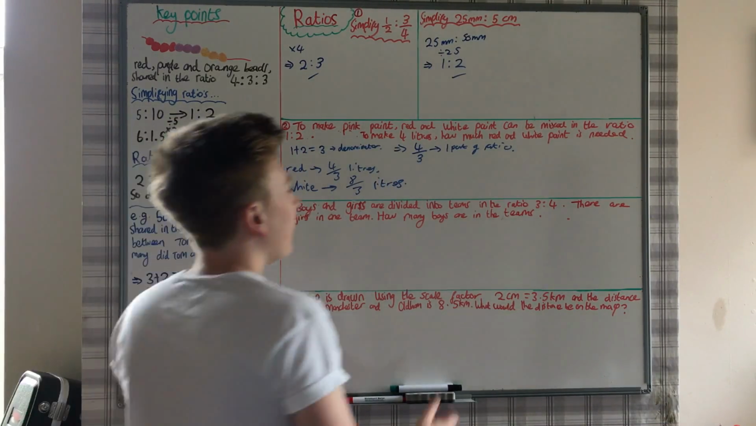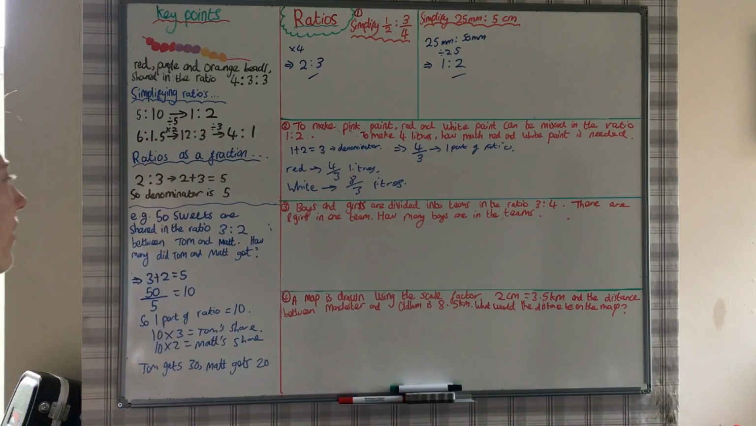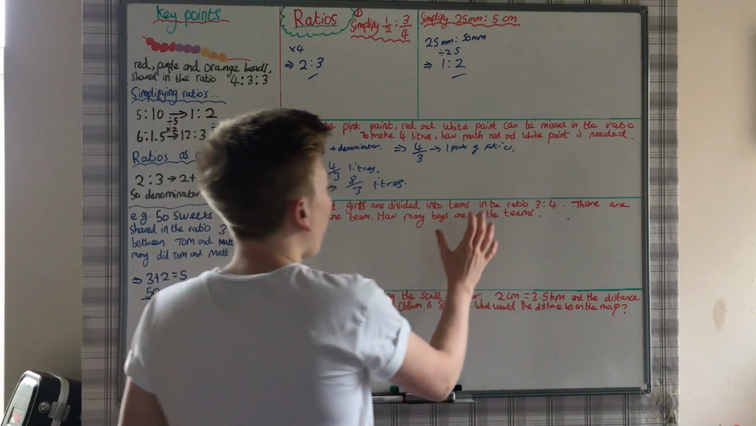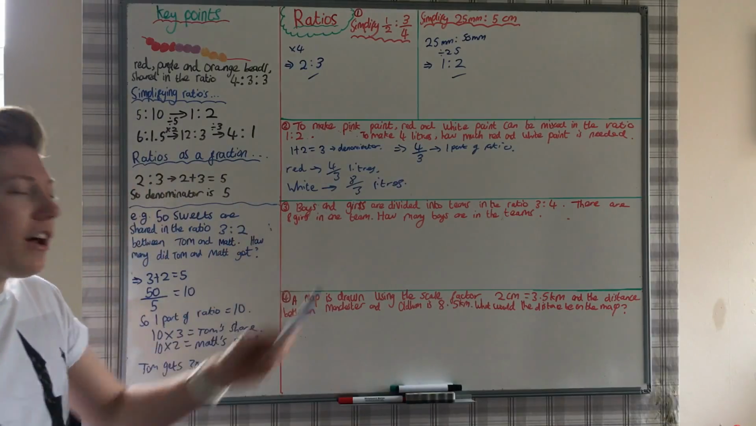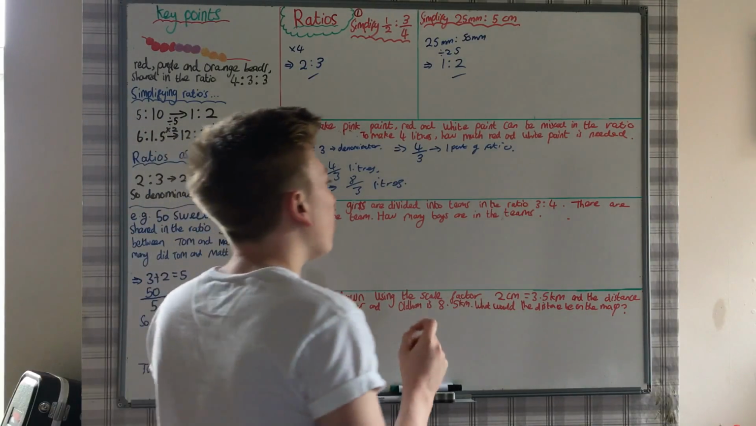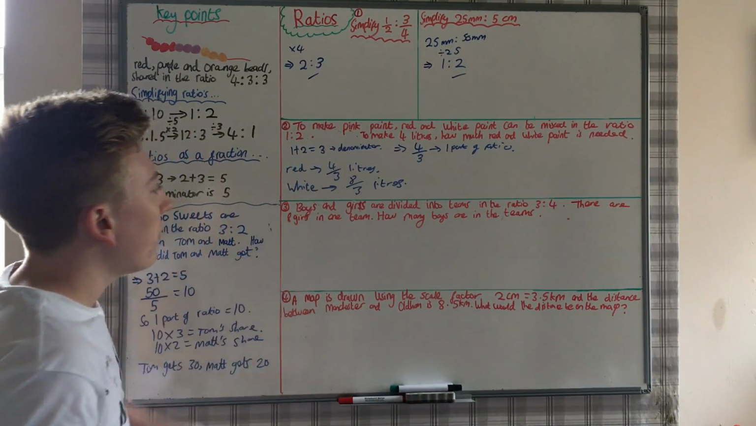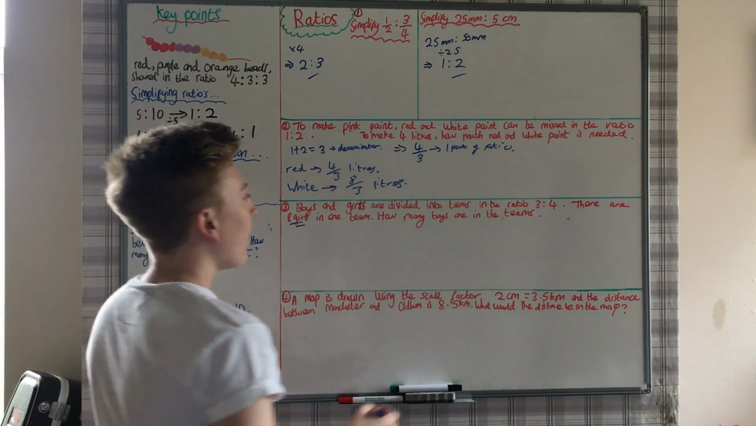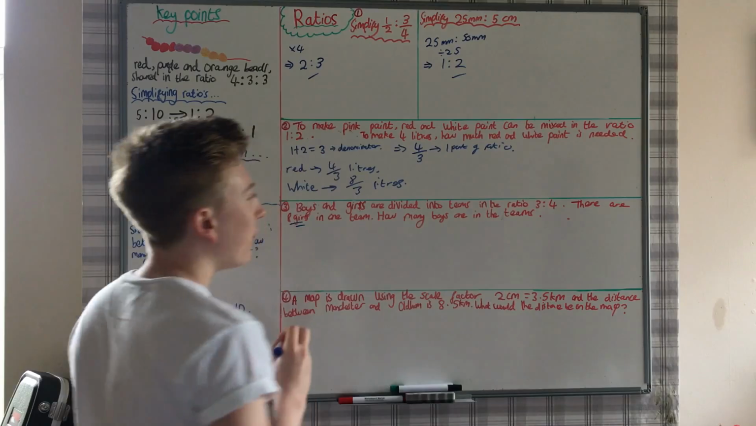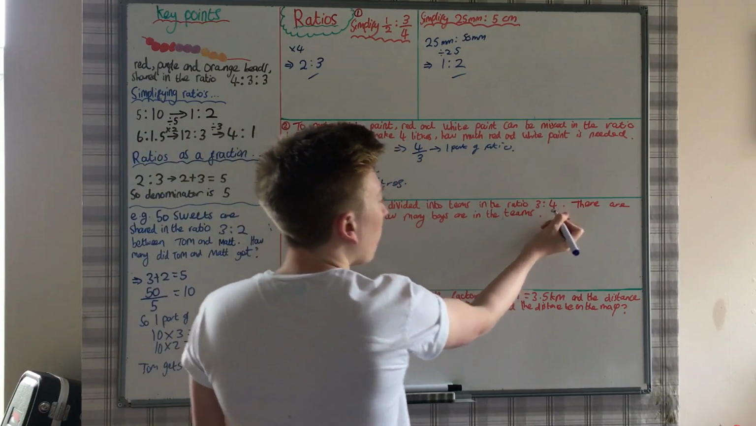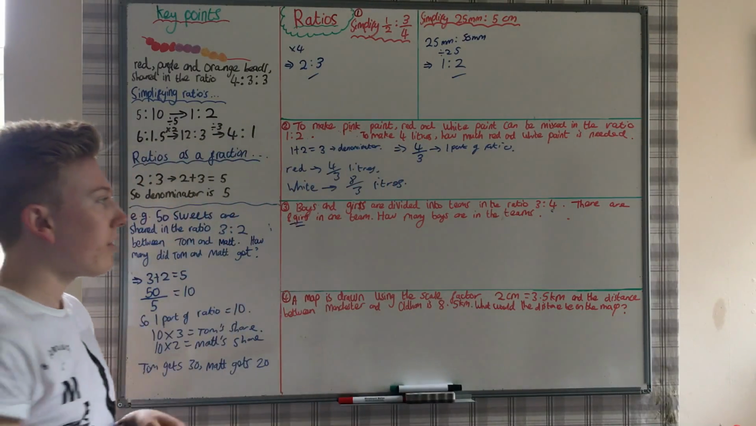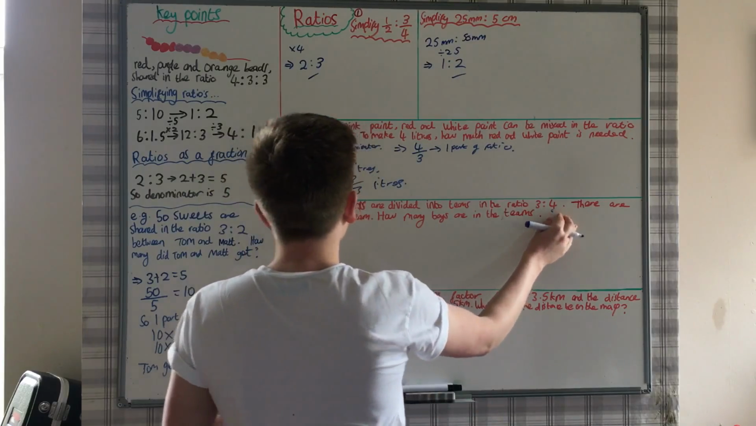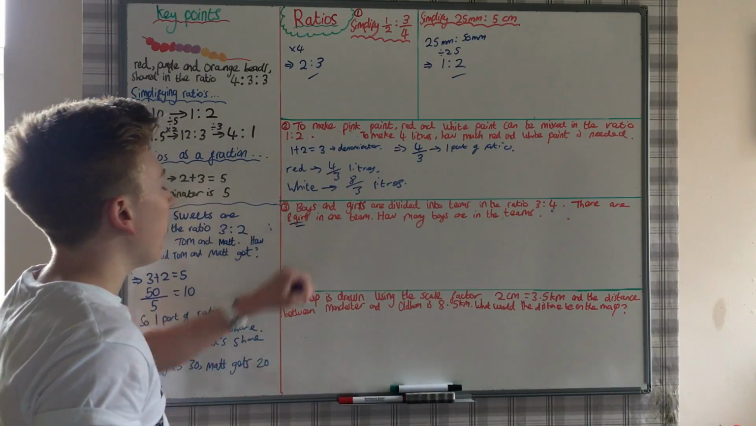Boys and girls are divided into teams in the ratio 3 to 4. There are 8 girls in one team. How many boys are in the teams? Slightly different here. We're not working out the total number of parts of the ratio. The items that we're given is the amount of girls, which is the second part of the ratio, the 4 part. We're not given the total number of items. Therefore, we're given 4 parts of the ratio. We're given the amount of girls.